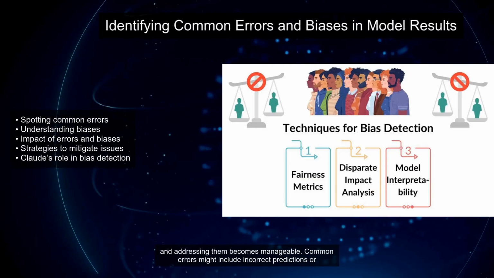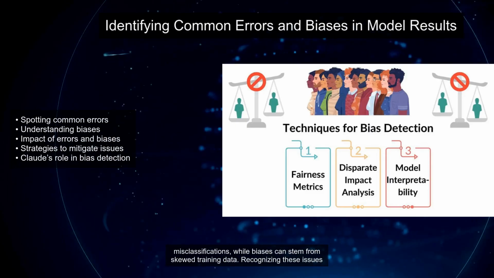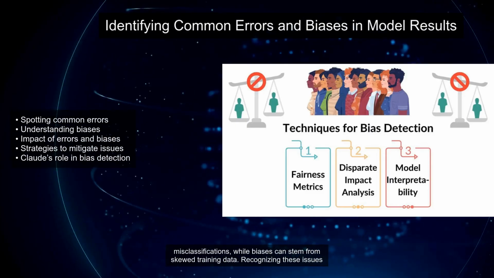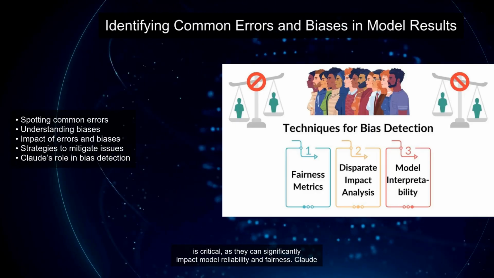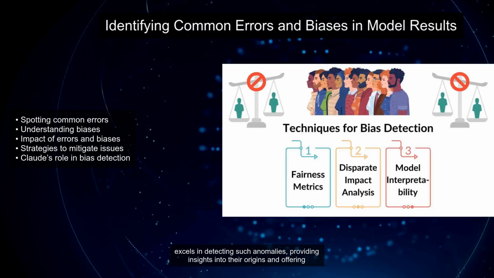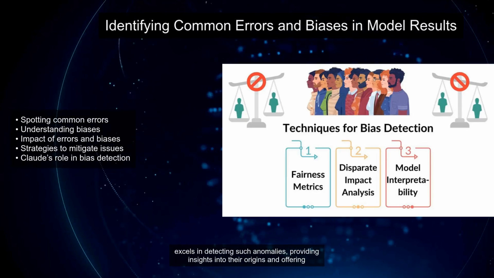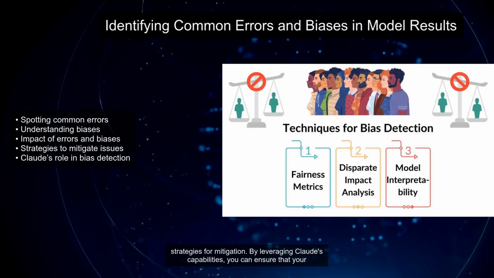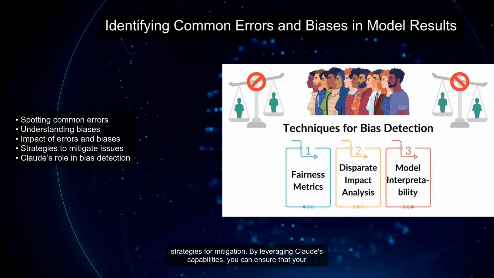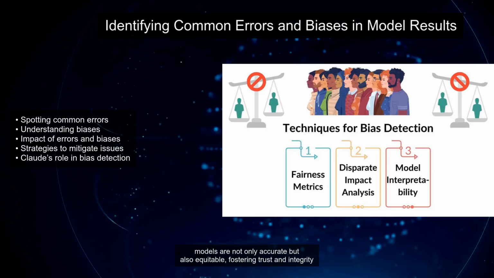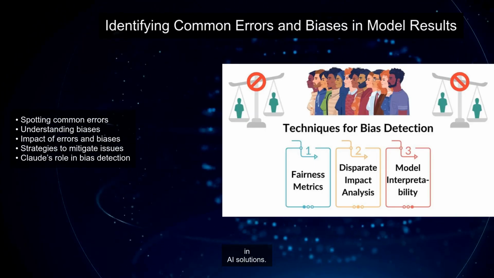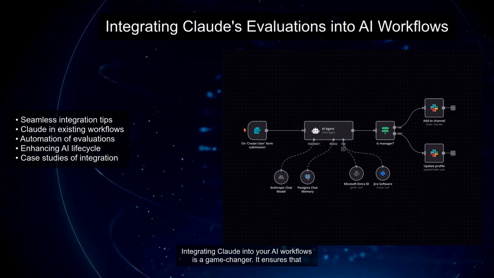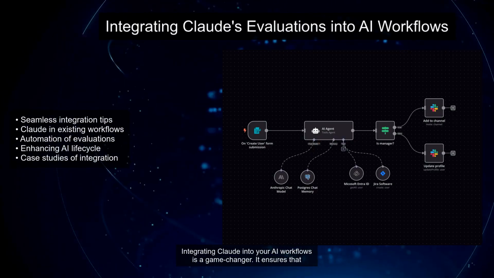Errors and biases are inevitable in AI models, but with Claude, identifying and addressing them becomes manageable. Common errors might include incorrect predictions or misclassifications, while biases can stem from skewed training data. Recognizing these issues is critical, as they can significantly impact model reliability and fairness. Claude excels in detecting such anomalies, providing insights into their origins and offering strategies for mitigation. By leveraging Claude's capabilities, you can ensure that your models are not only accurate but also equitable, fostering trust and integrity in AI solutions.